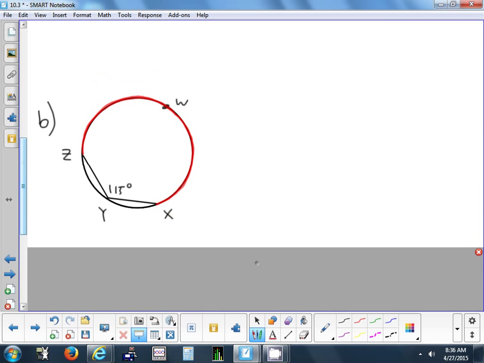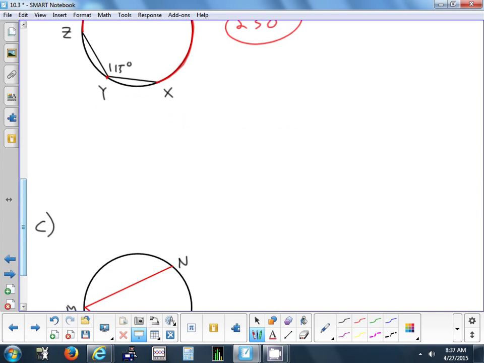Okay. How about arc ZWX? How big is that arc going to be? 230 degrees. Yeah, 230 degrees. Your arc is going to be double the size of your inscribed angle. Remember, for an angle to be inscribed, it's going to have its vertex right on the edge of the circle, and the two sides of the angle are chords. Any question on B? Okay, so it's a pretty straightforward theorem to use.